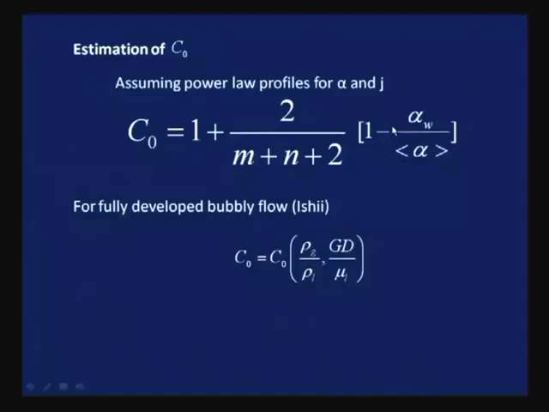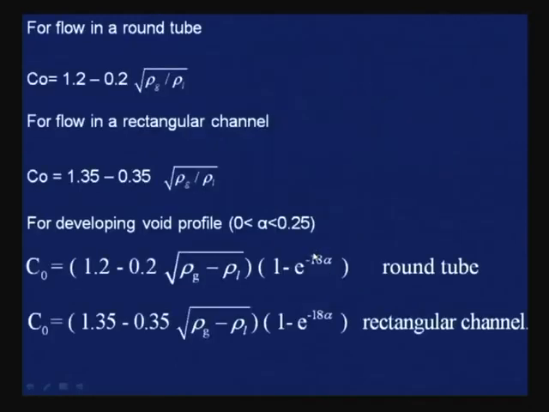If you observe the PPT, you find that this particular C0 has been derived for power law profiles of alpha and j. Several researchers have worked on different aspects of the drift flux model and how to find C0, and several researchers have proposed different values of C0. Some people have said that C0 is a function of density ratio as well as the Reynolds number. Accordingly, several different definitions of C0 have been proposed, which you can use as the case may be. They are empirical correlations which have been derived from a large number of data.